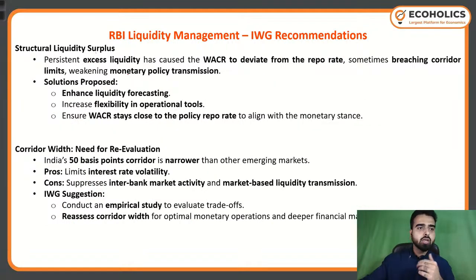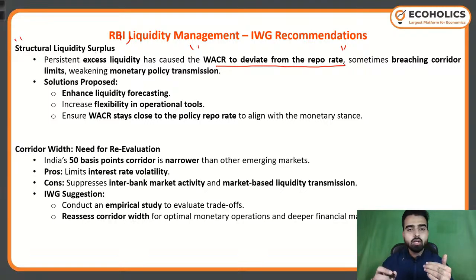Now the next set of recommendations, and this is the last slide: structural liquidity surplus. Now what RBI is saying is that it's been a while that there is persistent excess liquidity in the economy, and that has caused the weighted average call rate to deviate from the repo rate. Government is setting the repo rate at 6%, in a hypothetical situation. Government is trying to set the WCR at the repo rate, but because of the excess liquidity in the economy, it is not getting regulated. And sometimes it breaches the corridor limits as well, weakening monetary policy transmission.